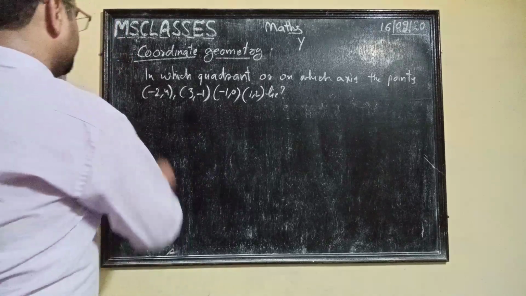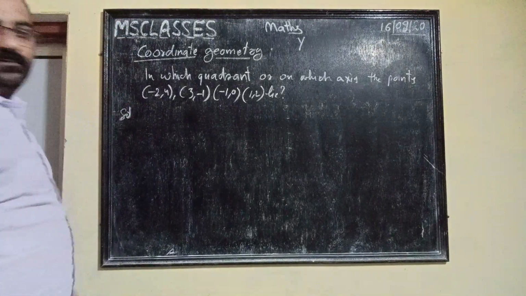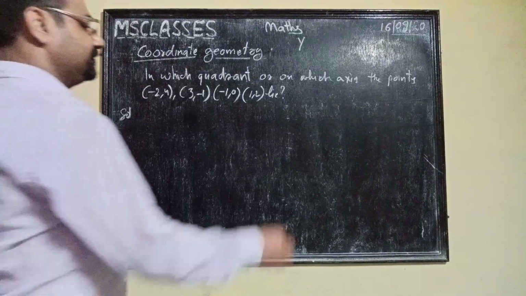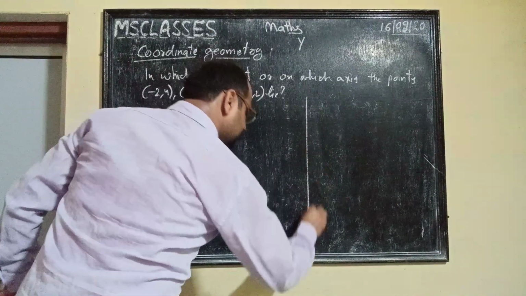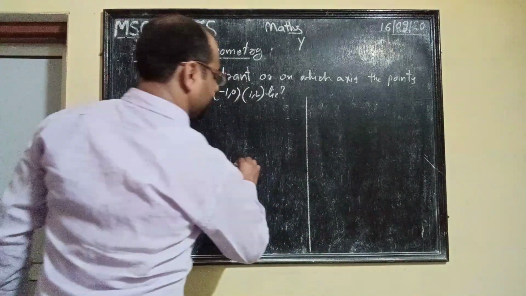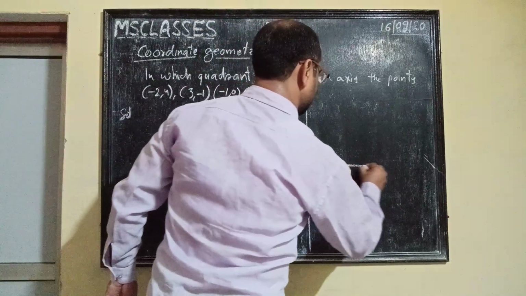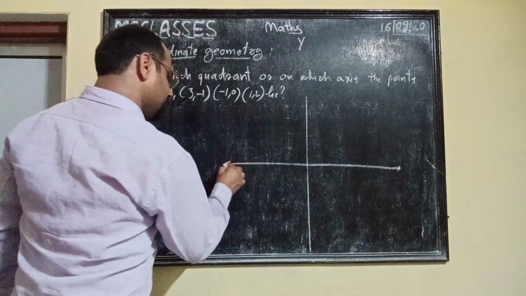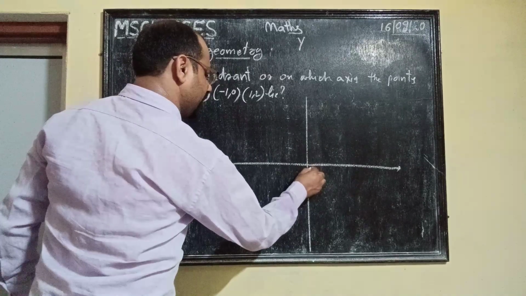So first of all you have to draw a Cartesian plane. The Cartesian plane is two mutually perpendicular lines intersecting at a point O, this is O, and 0.